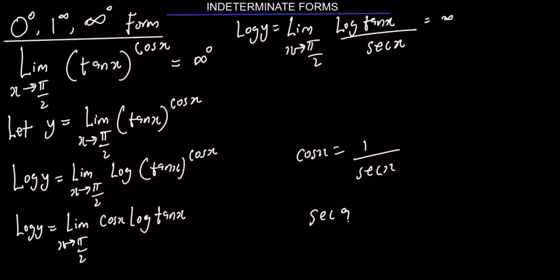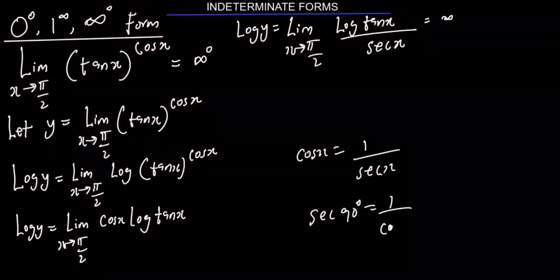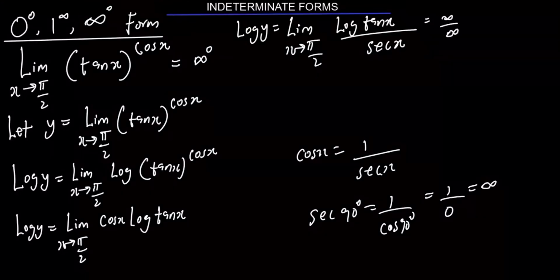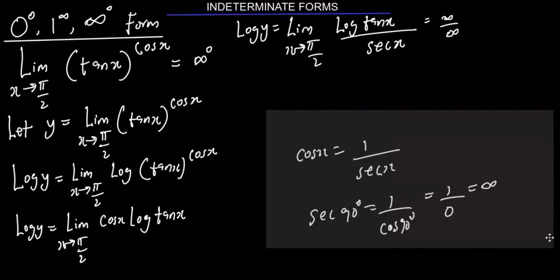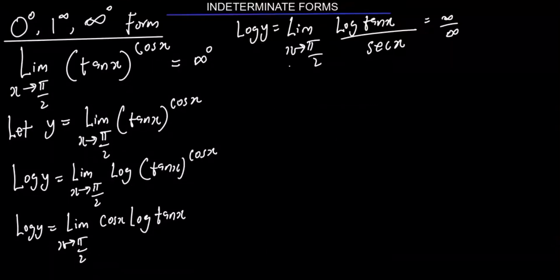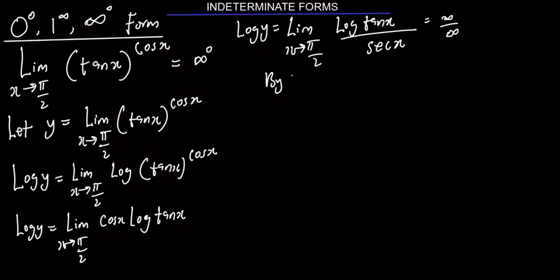Sec 90 degrees is 1 over cos 90 degrees, and this is 1 over 0, which is also infinity. So what you have here is infinity over infinity. Then you are going to use L'Hospital's rule. Try to replay the video once again so that you can get the concept. So let me use that now.